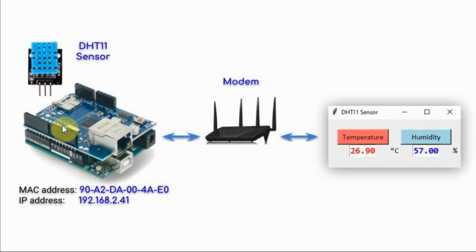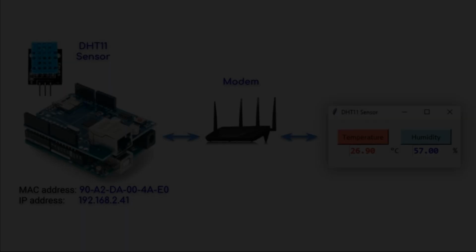A block diagram of the implemented system is shown here. We have the Arduino connected to the Ethernet shield. The shield has this MAC address and IP address. A DHT11 sensor is connected to one of the digital pins of the Arduino. The sensor can send temperature and humidity readings through the Ethernet network to be displayed on the Python GUI.